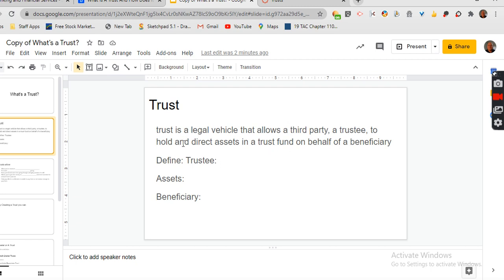The second thing is direct assets. Assets are anything, first of all, that you could touch. So this board behind me is an asset. My computer is an asset. They have value. And in this instance, it's the money. The money has value, and that's an asset.